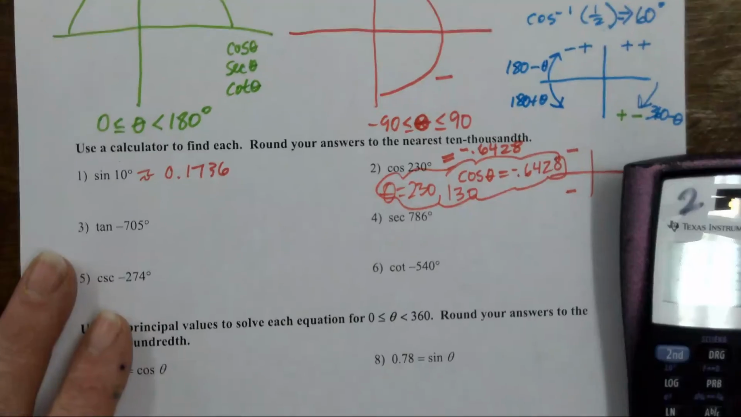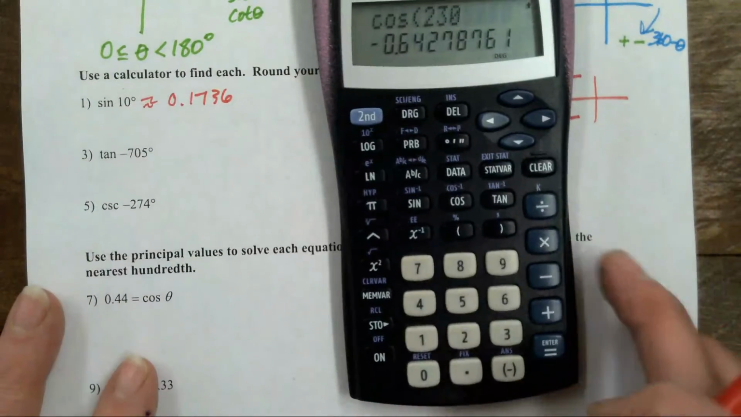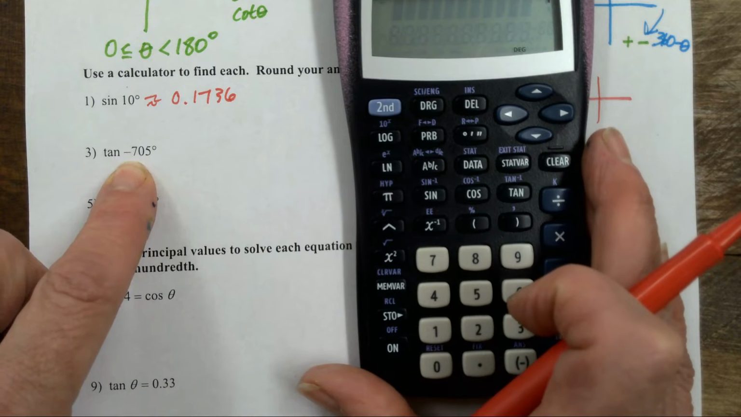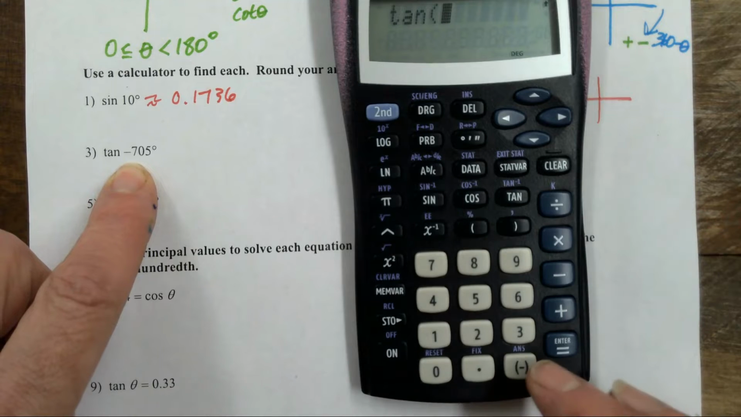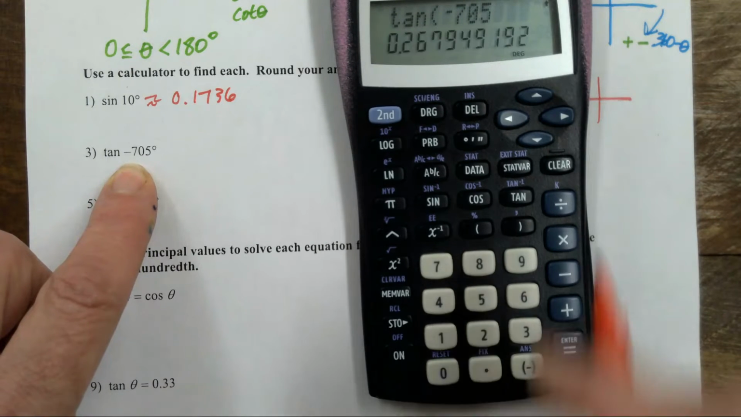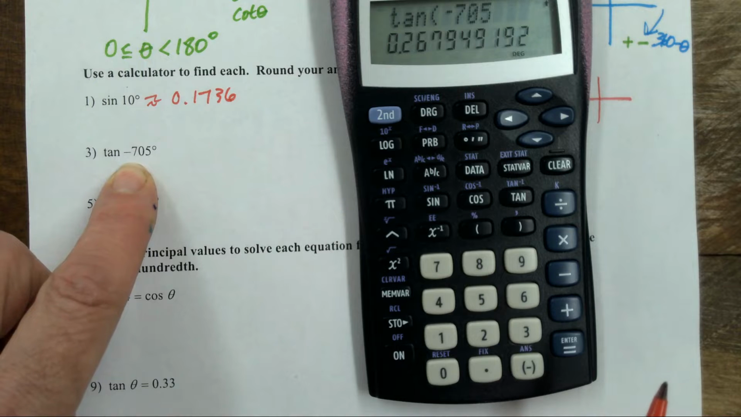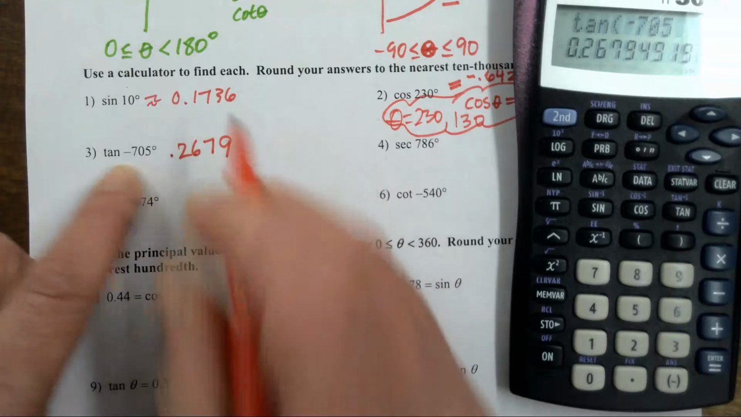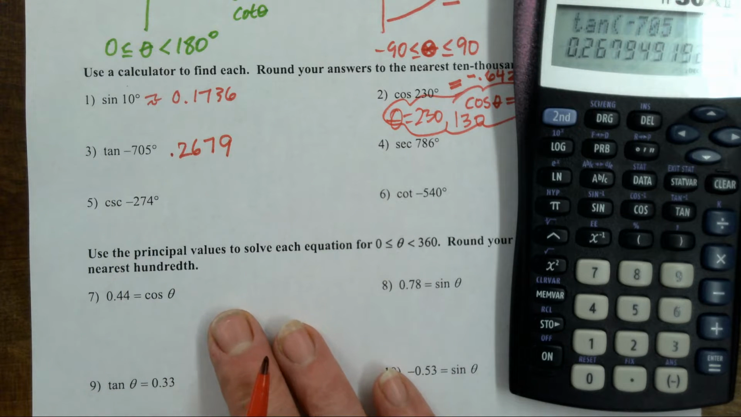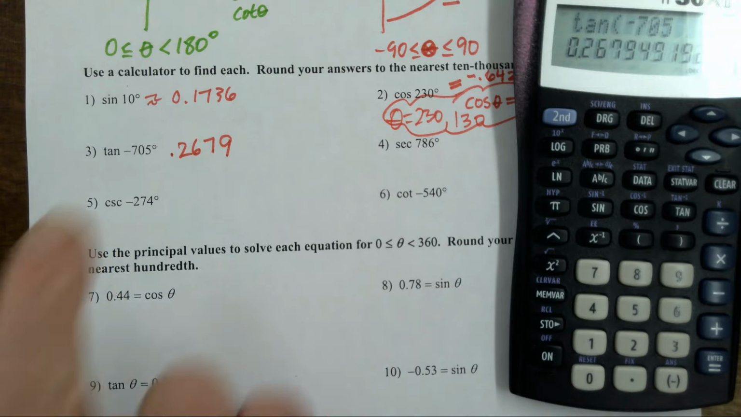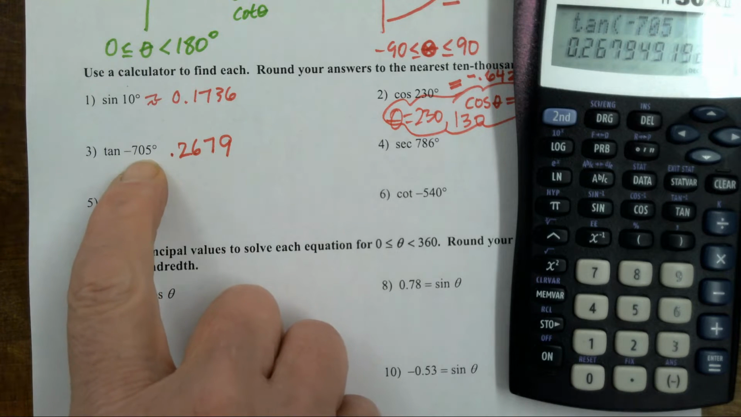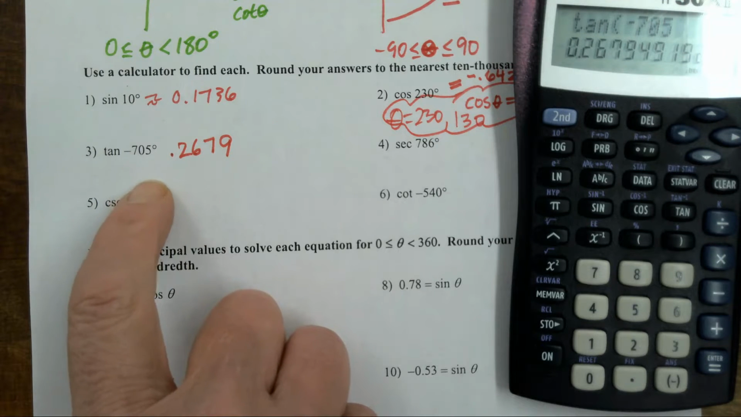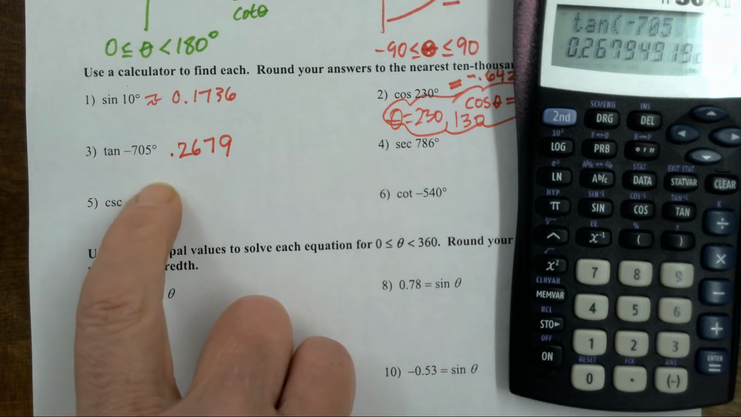Okay, so let's do the tangent of negative 705. Negative 705 means I moved backwards 705 degrees. And the tangent of negative 705, the answer there is 0.2679. Again, my calculator gives me negative square root 3 plus 2, because this is probably equivalent to a pi over 12. Your calculator gives you all the exact values. You remember when we did those pi over 12s and that was what we got?